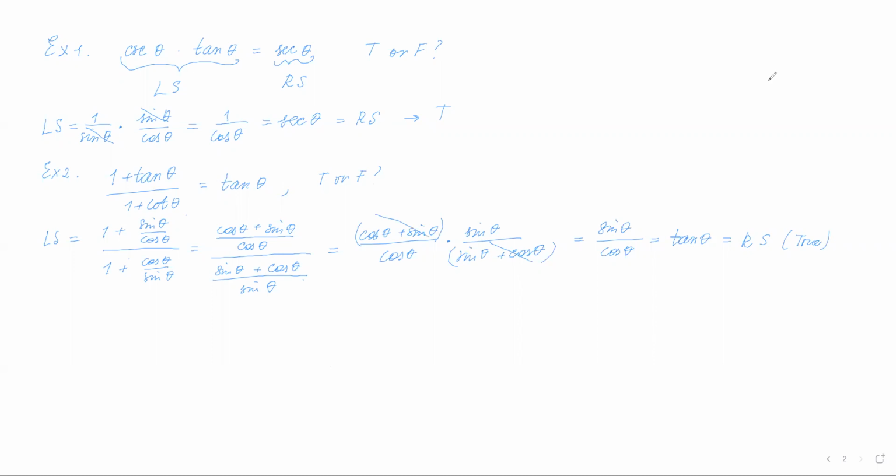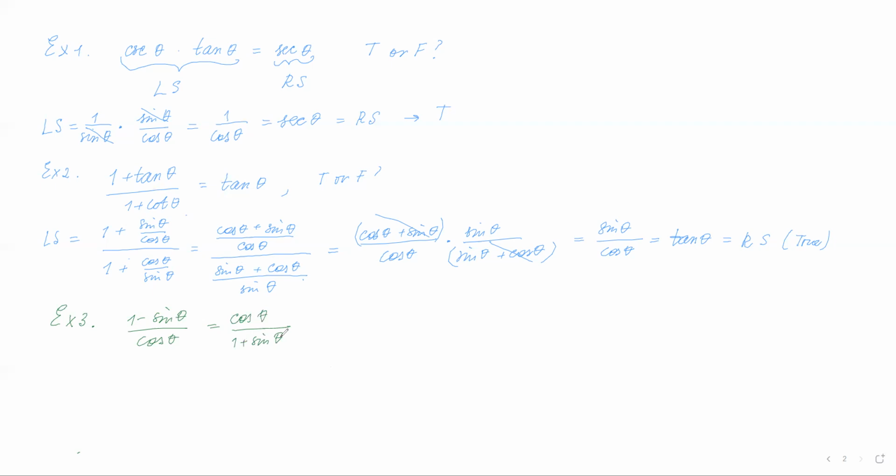I'm going to change my color and consider example number 3. Example number 3, identity: 1 minus sine of theta divided over cosine of theta equals cosine of theta over 1 plus sine of theta. Here, guys, I'm going to keep the identity and modify both left and right side of the identity simultaneously. What can I do with an identity? Well, everything I can do with an equation. For example, I can multiply both left and right side by 2, or divide by 2, or multiply by sine, or divide by cosine. The only thing I cannot do is multiply by 0 or divide by 0. Everything else is possible.